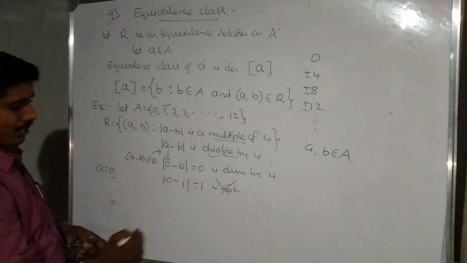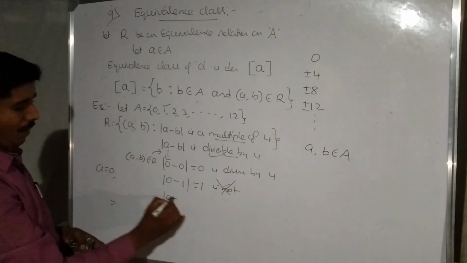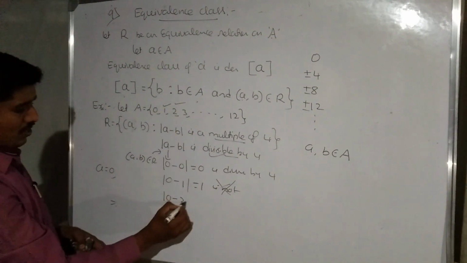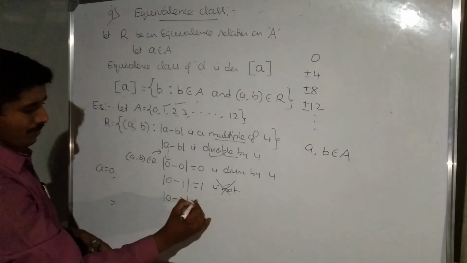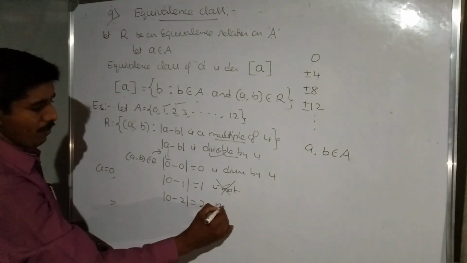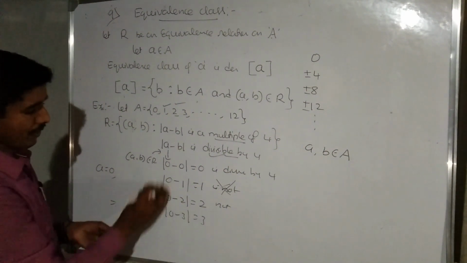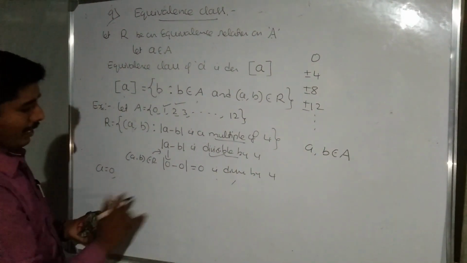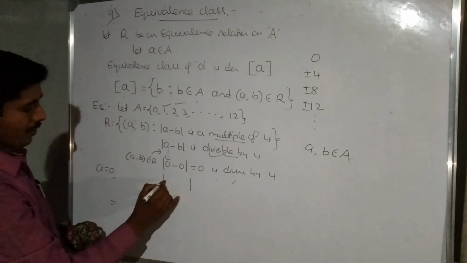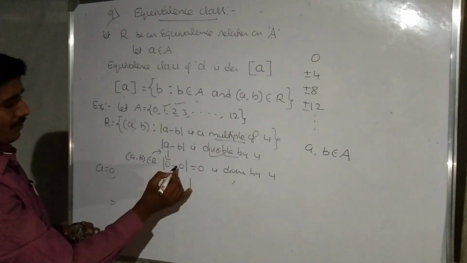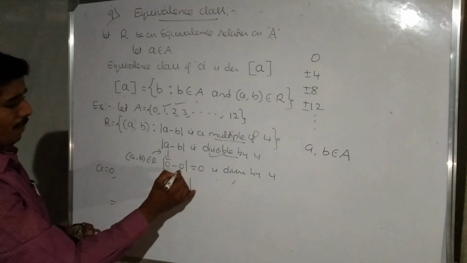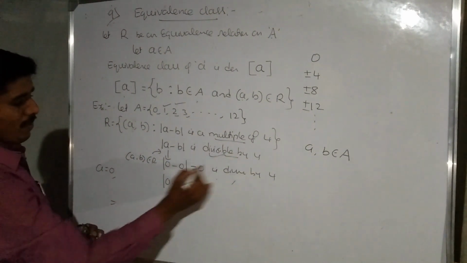Not divisible by 4. Next, 0 as it is, minus 2 I am taking. 0 minus 2, modulus of this, plus 2, not divisible by 4. Next, 0 minus 3, not divisible by 4. Therefore, directly I am taking here 0 plus 4, because divisible by 4 means to take difference 4.